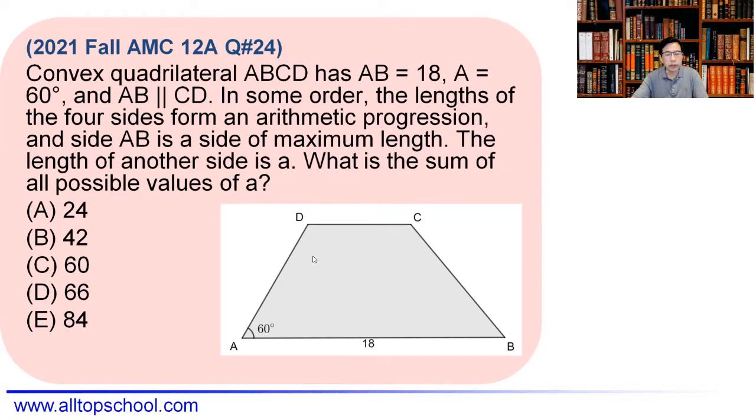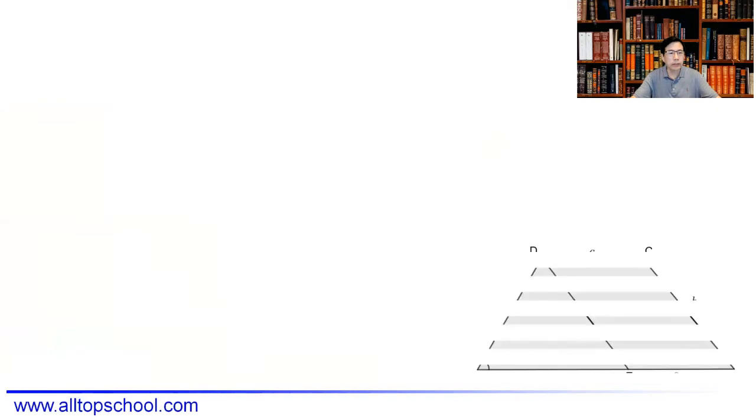All right, the condition is very simple. We are only given the bottom base, AB, 18, which is the longest side, and one of the bottom angles is 60 degrees. We need to find any possible value of the other three sides, and then get the sum of all of them. So let's take a look.